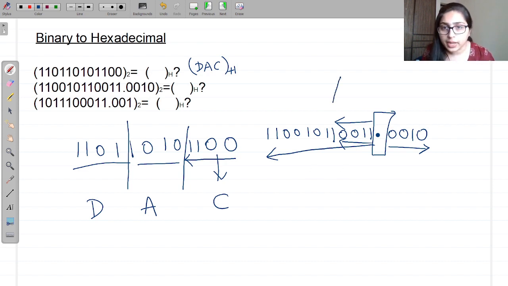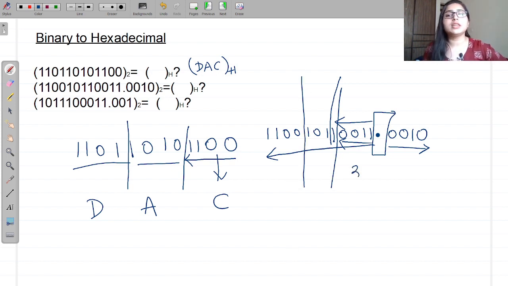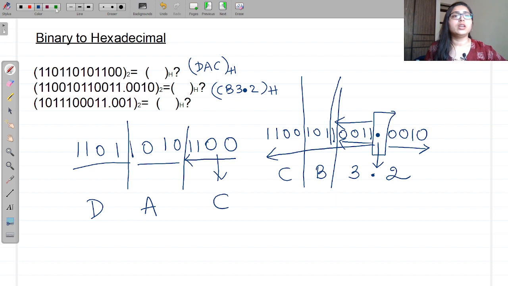So now I'm again doing the groups. This one. So what is this 0011? It is 3. What is 1011? It is B. What is 1100? It is C. Now convert this fraction part to hexadecimal. Group this. It is 2. So CB3.2 hex. Okay. Now let us take the next one.